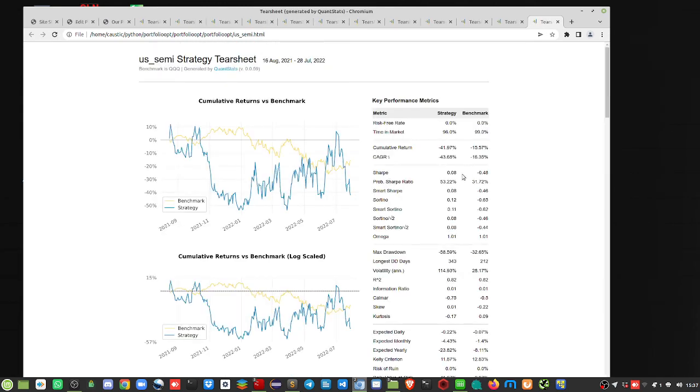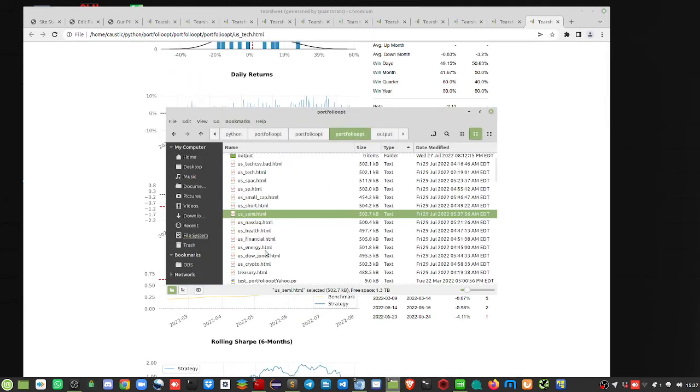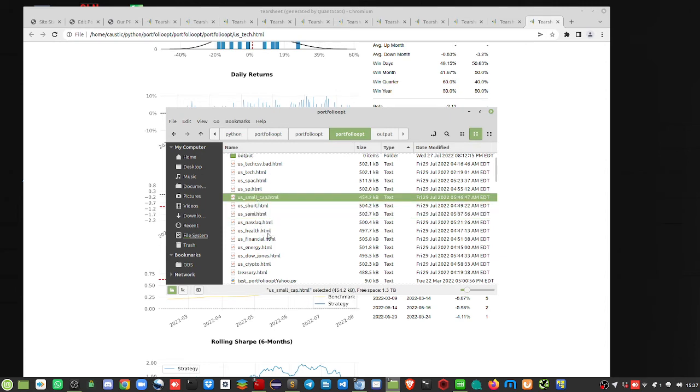So again, very weak, 0.8. Forget it. Not going to look at it. These are just the profitable ones. This is the first time I'm actually seeing these. Small cap, did I look at those? Yeah, I believe so. Health.